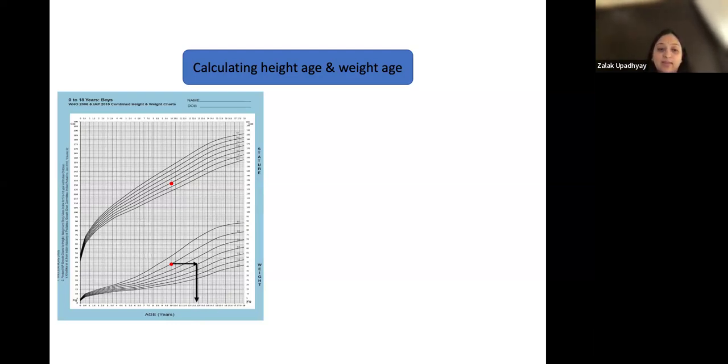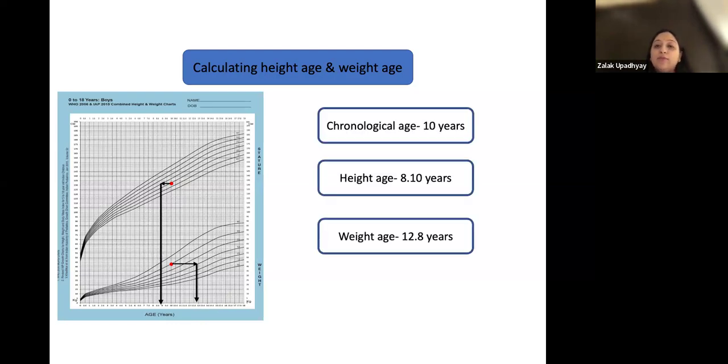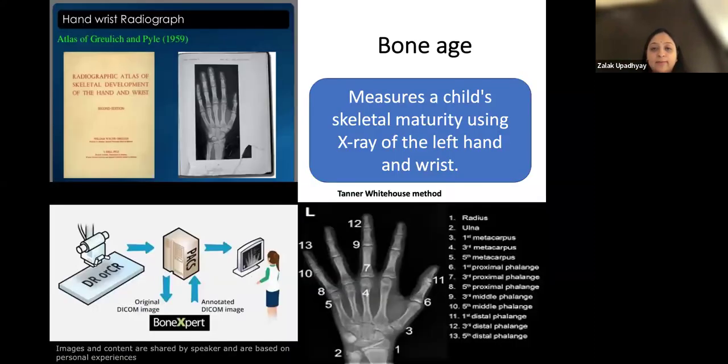And I'll be showing you what is the importance. See, like this. For height, again, so this is the height age and weight age. So here if you see, the chronological age is 10 years, but height age came to be around 8 years 10 months, weight age 12.8 years.